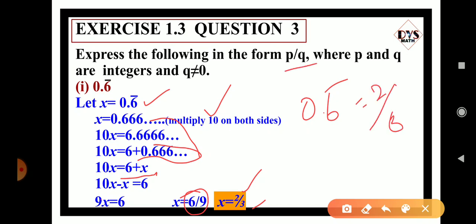So please, consider the given number as x, and after the decimal point observe the number of digits, then multiply by the appropriate multiple of 10. Then split the result so that you get the same repeating number as x, and substitute the x value again. By simplification you will get the value of x in the form of p by q.